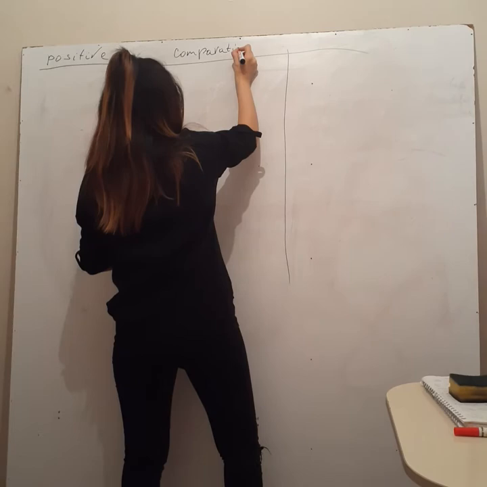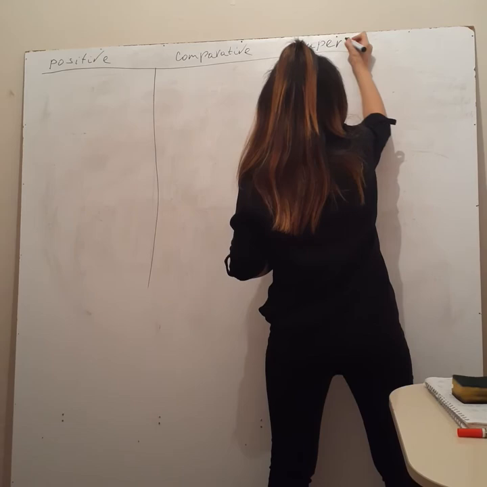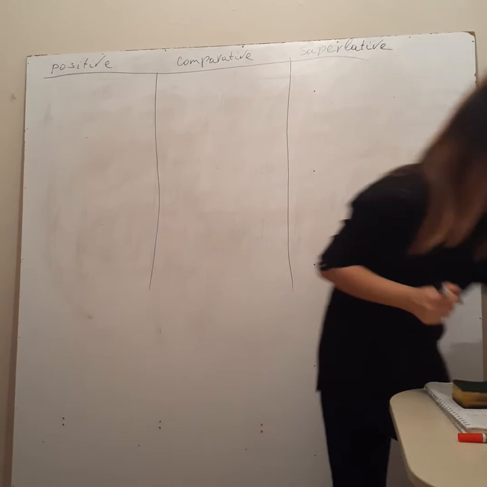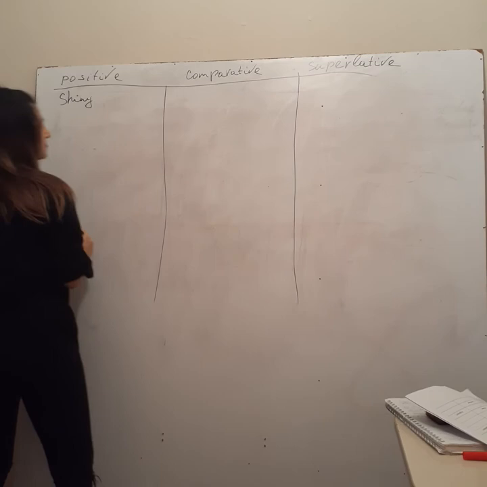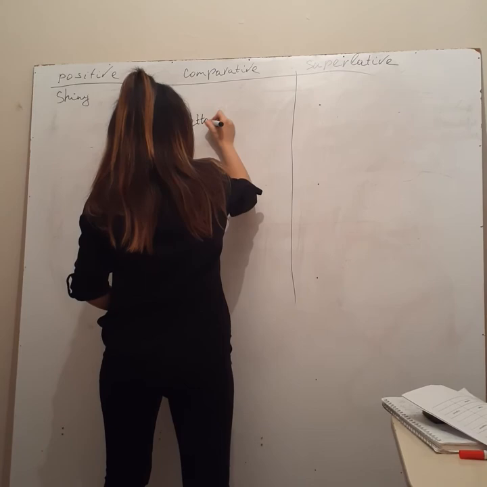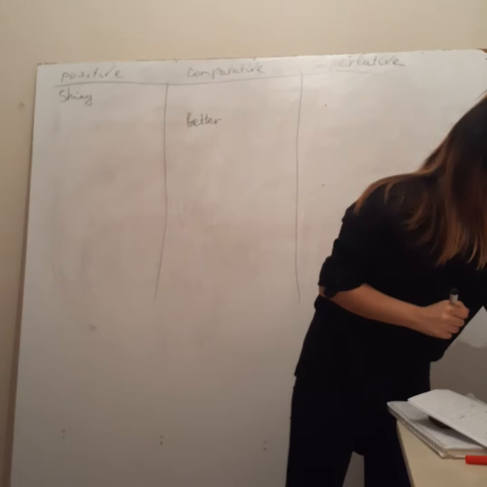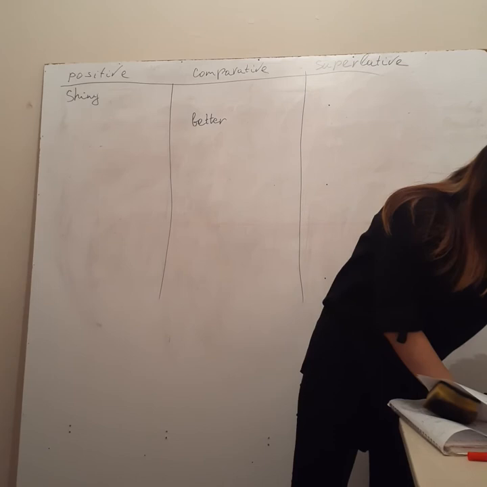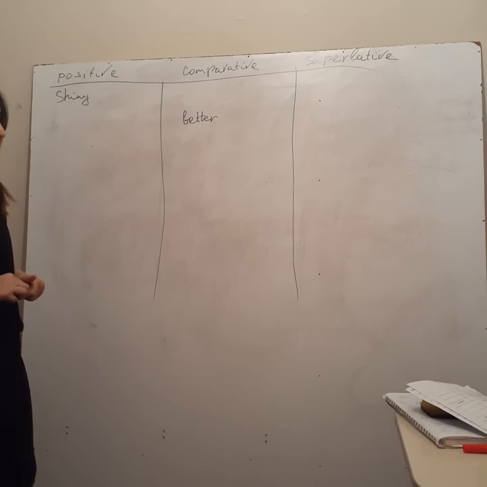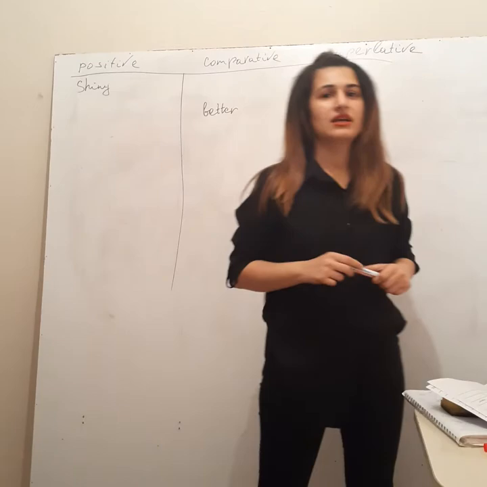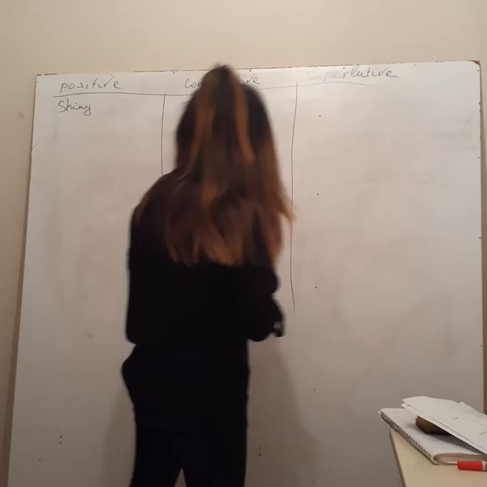Listen carefully to the song. Did you catch some words? Yes. For example, beautiful, more beautiful, and the most beautiful. Smart, smarter, and the smartest. At first, okay, that's all. I think that you could catch some words.